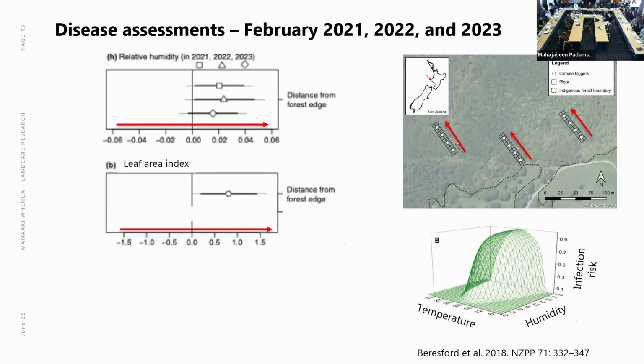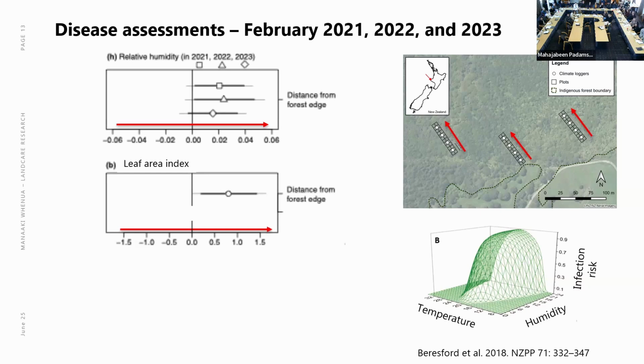So the next question: why was there increased humidity as you head further from the edge? We're not completely sure, but probably a range of reasons. It could be less wind, so more stable conditions. But what we also found was this leaf area index, which I mentioned before, a measure of canopy cover.